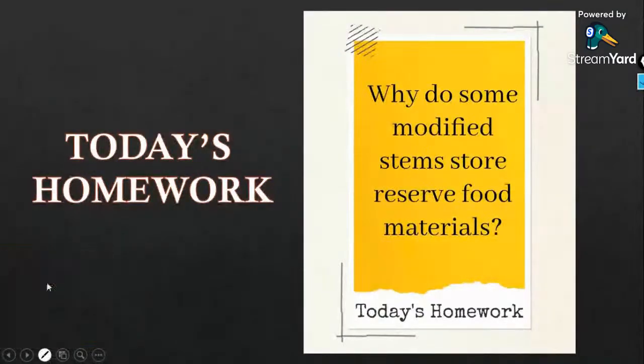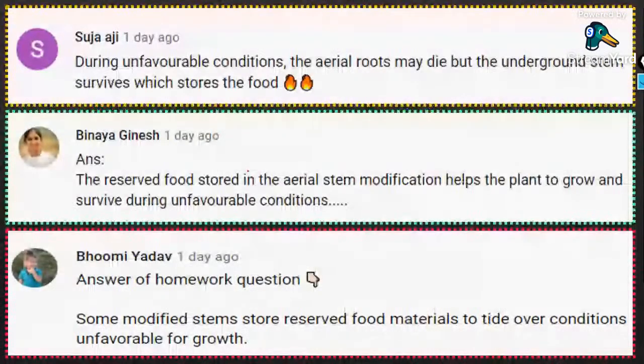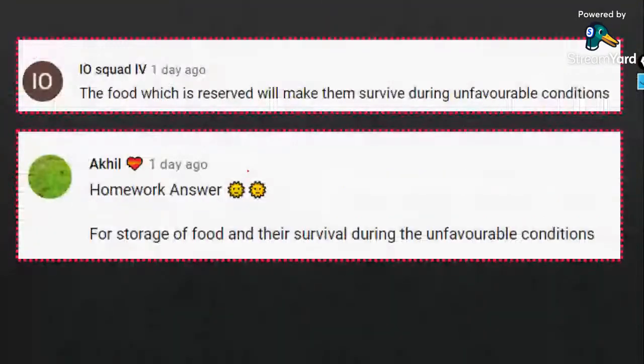This was yesterday's homework. Why do some modified stems store food material? So I got a couple of answers. Very good, guys, those who have responded to me in the comment section. Sujaji told me the answer. Binaya, Bhumi, congratulations, everybody. All these students have told me the correct answers for the question which I asked you.